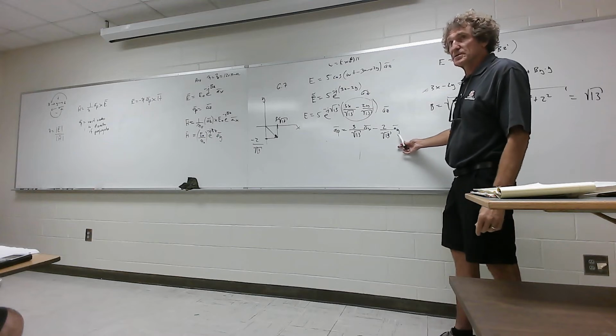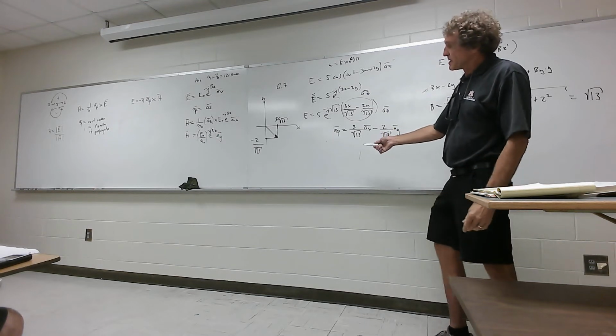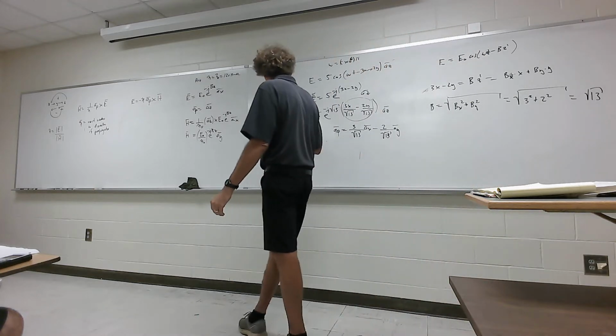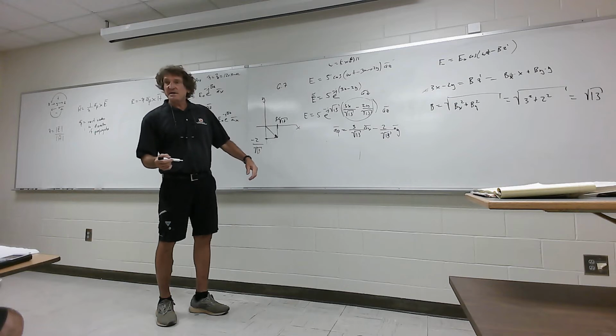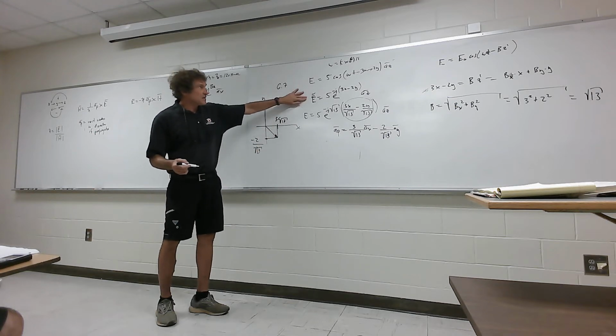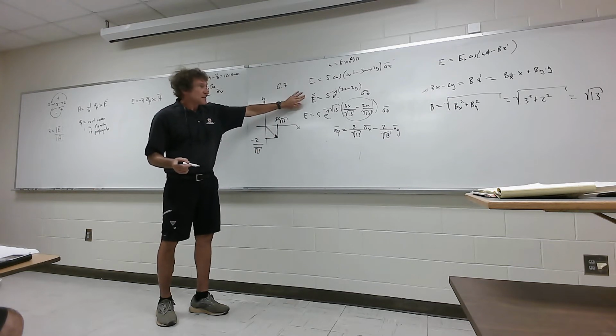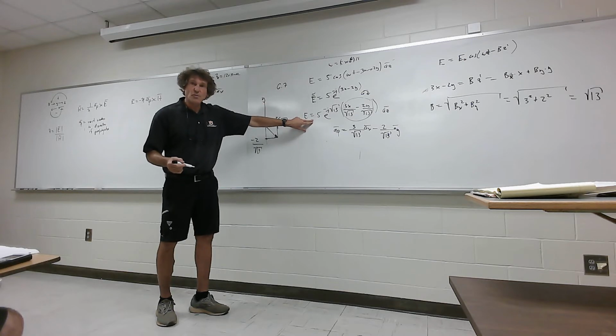Now, does this make sense to you for what I've done? So if I wanted this unit vector, that's it right there. I've got the unit vector. That was the E field in the time domain. This is the E field written in a form that's useful to get the unit vector. Do you all follow me?